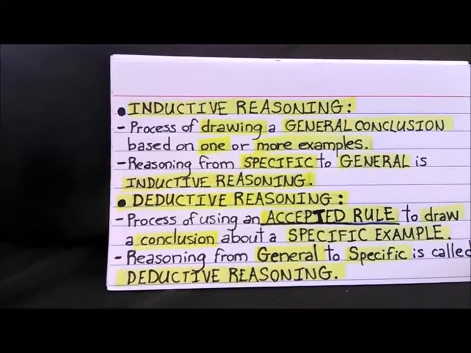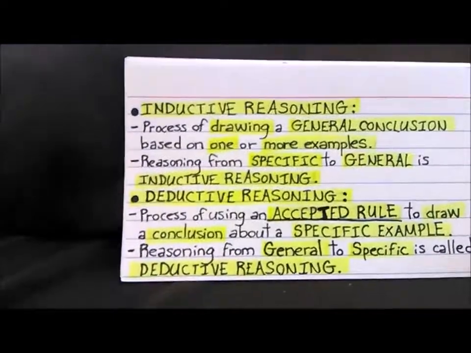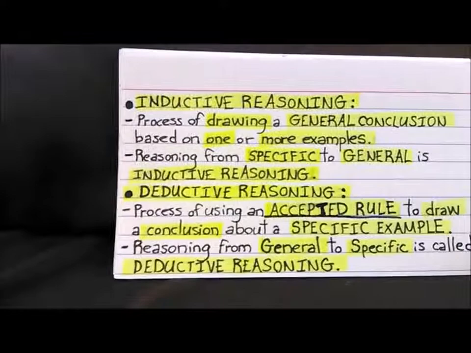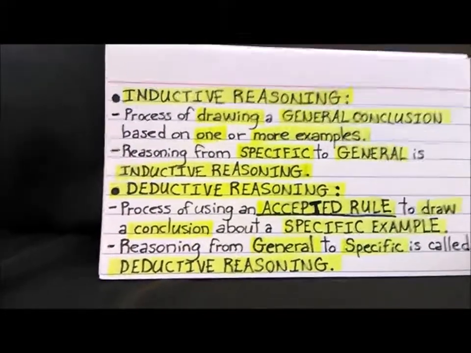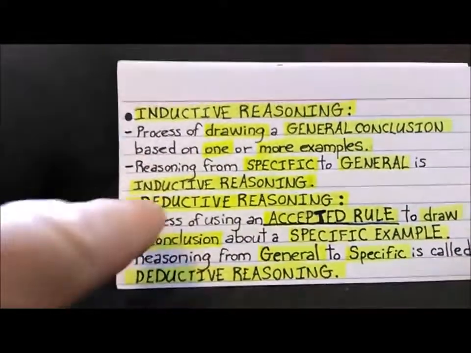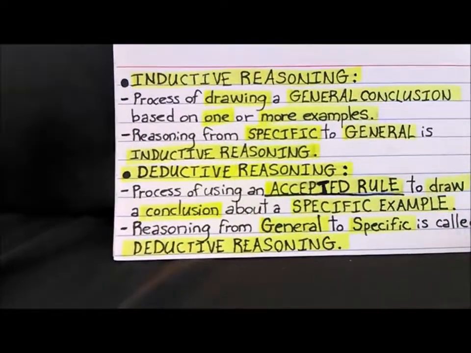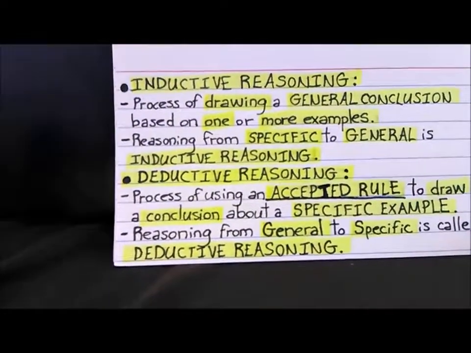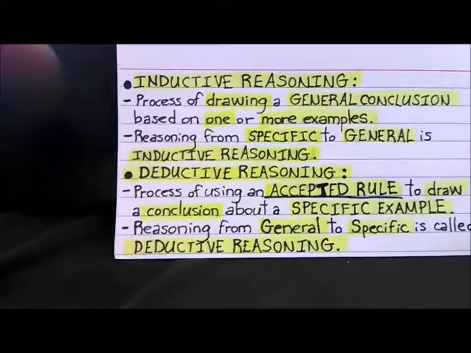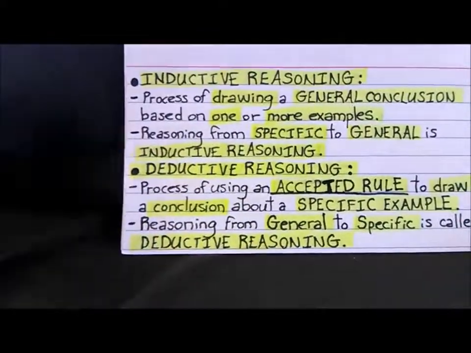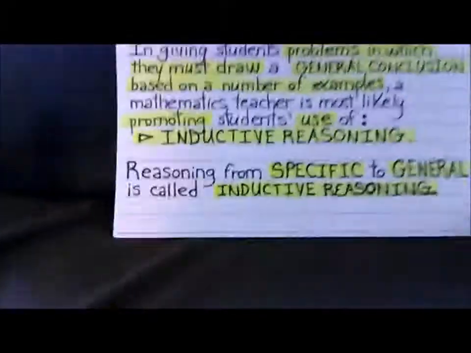Inductive reasoning is the process of drawing a general conclusion based on one or more examples. Reasoning from specific to general is inductive reasoning. Now, deductive reasoning is the process of using an accepted rule to draw a conclusion about a specific example. Reasoning from general to specific is called deductive reasoning. Got that? I'll stop there.